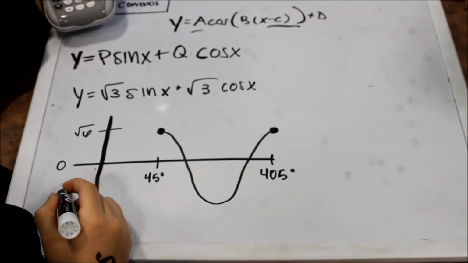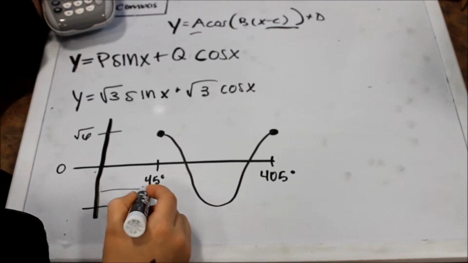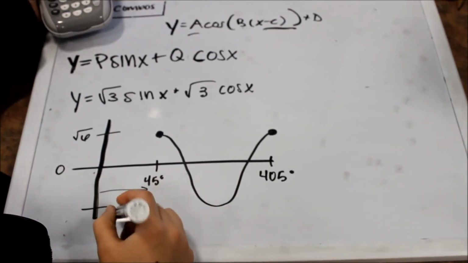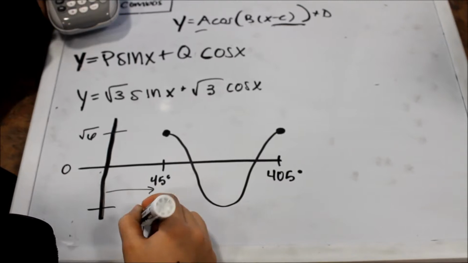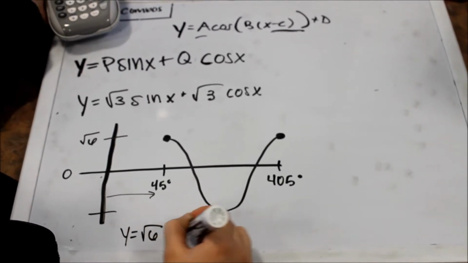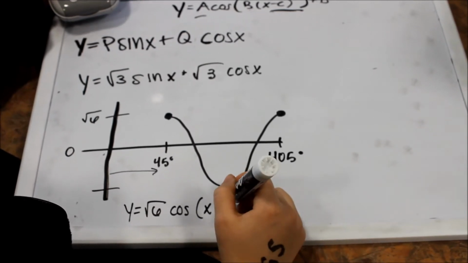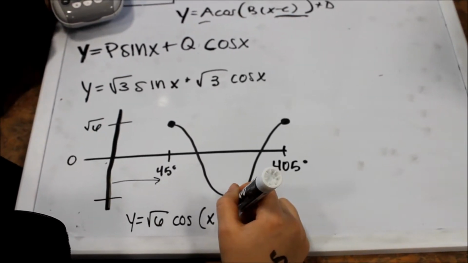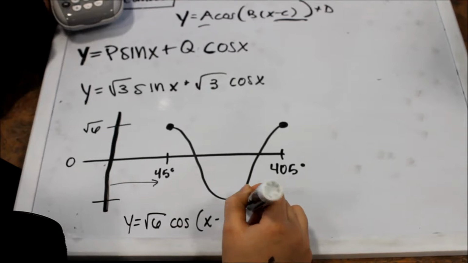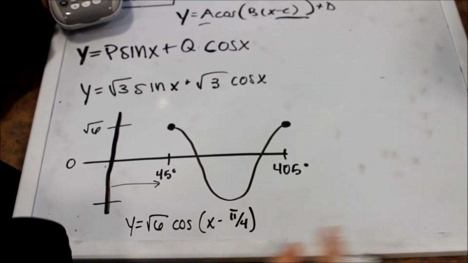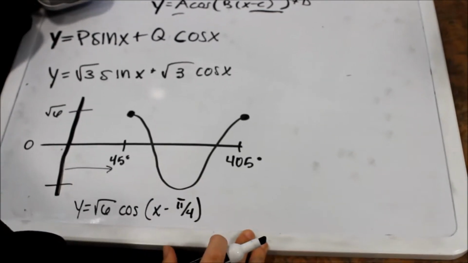So from graphing it, we know that we shifted 45 degrees, so our equation would be y equals square root of 6 cosine of x minus, and since I said we're in radians, it's going to be x minus pi over 4, and that would be our equation from graphing it.